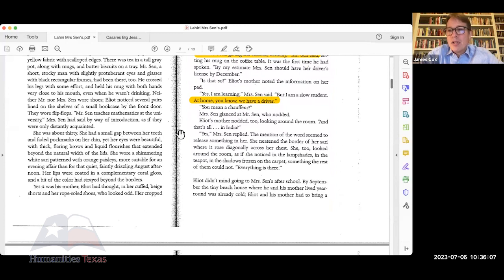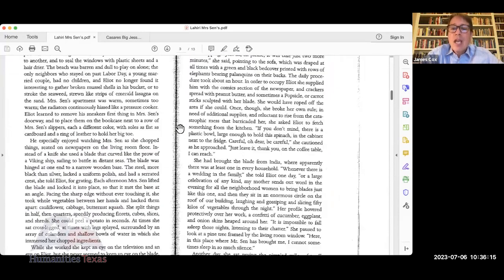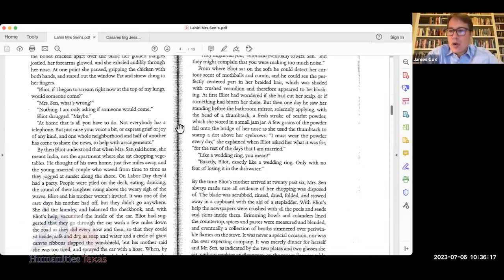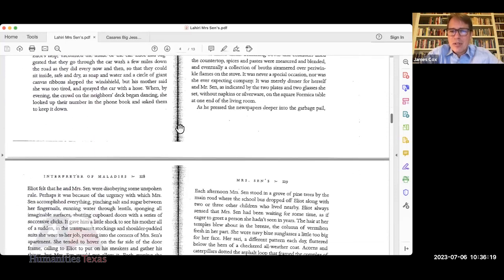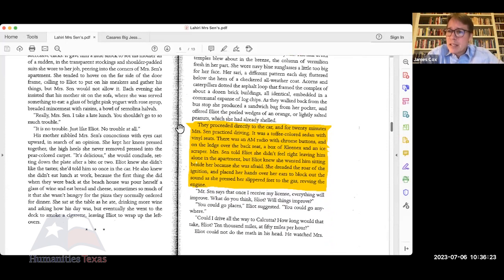And there's a moment later in the story where Elliot realizes that when Mrs. Sen says home, she means India. She doesn't mean this place. And so you kind of scroll through the story. Again, I want to go slow so as not to give you vertigo. Mrs. Sen practices driving with Elliot.